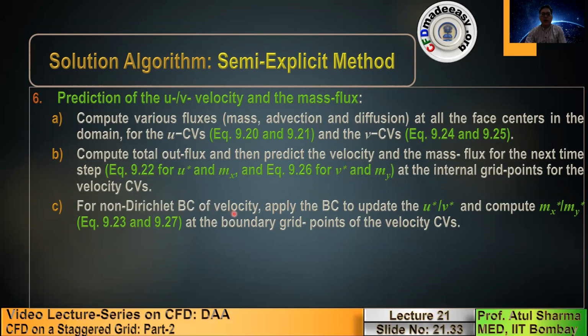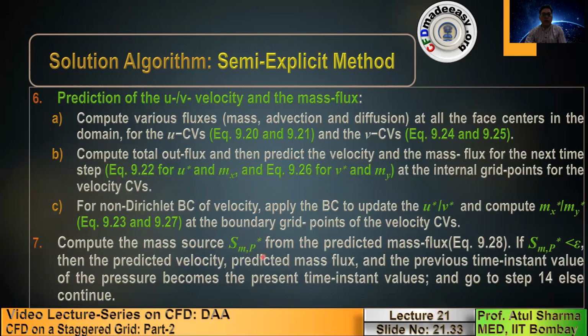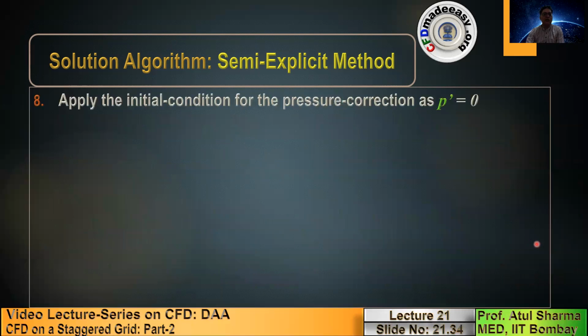For non-Dirichlet boundary conditions, as I mentioned in the previous topic also, you have to apply the boundary conditions separately to update the U star, V star, and compute MX star and MY star. So to compute the mass source. Note that this slide represents the predictor step. And if the mass source is 0, then whatever star values you have obtained become the true velocity for the next time step. And then you need not follow the correction step. You can go directly to 17.4. But for most of the cases, this condition is not obeyed. Then you have to go to the next step, which is a correction step.